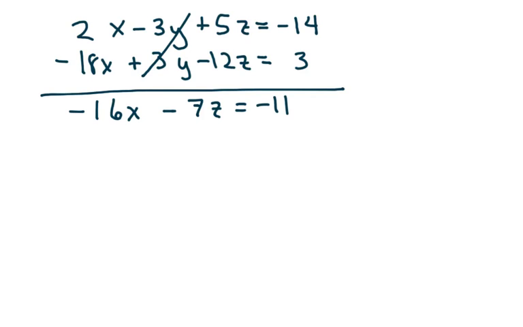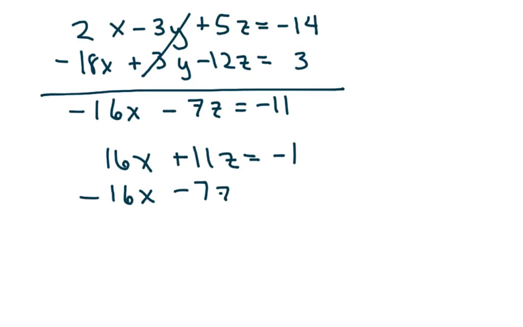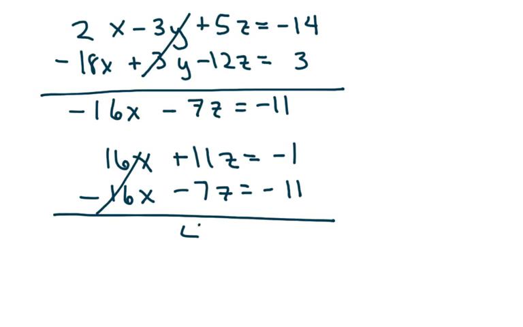Now, I have 2 equations with 2 variables, and I'm going to solve for these like you would normally for a system. So I'm going to write these down. I have 16x plus 11z equals negative 1, and negative 16x minus 7z equals negative 11. When you combine this, you're going to get 4z equals negative 12, so z equals negative 3.